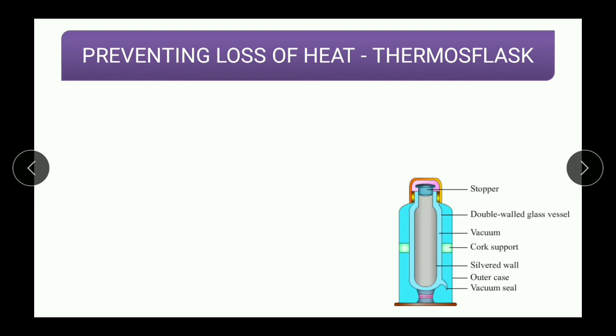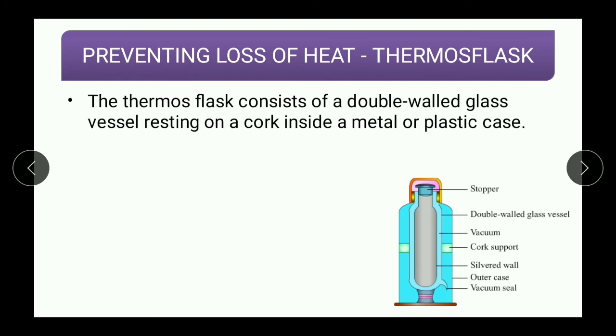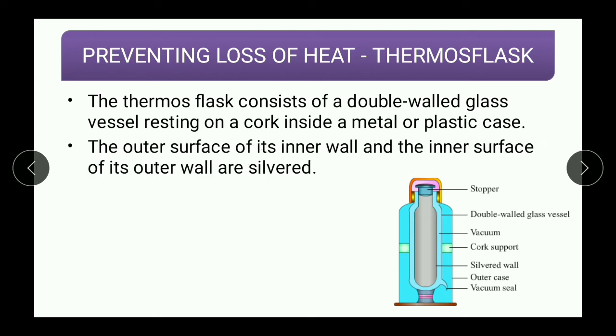Well, let us see how it works. The thermos flask consists of a double-walled glass. So here there is a double-walled glass vessel resting on a cork. Over here there is a cork inside a metal or a plastic case. This structure helps to prevent the loss of heat or gain of heat.